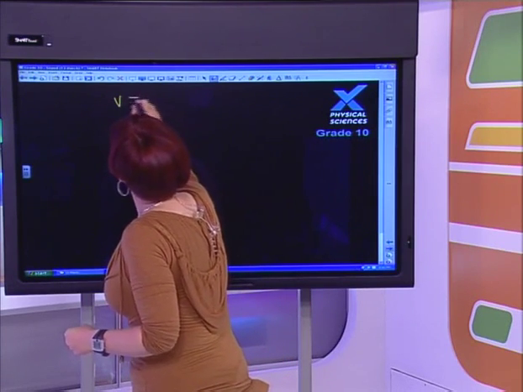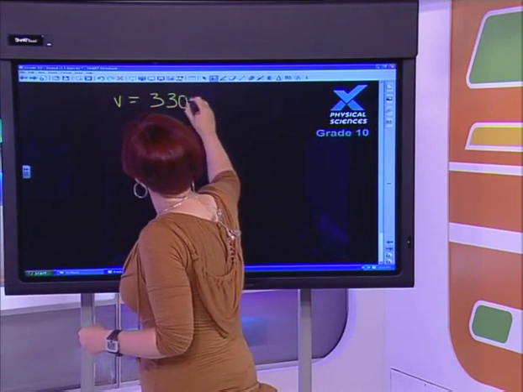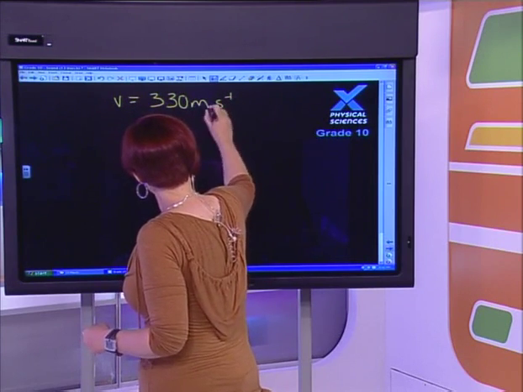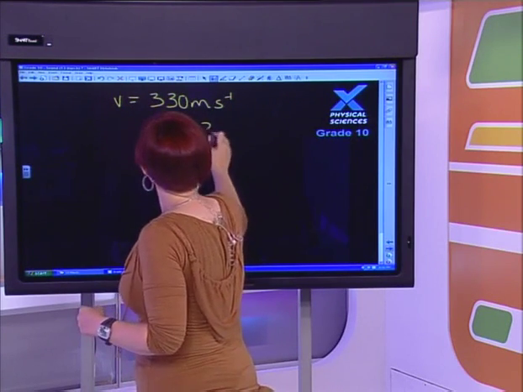Anyway, so the question was, why is the speed of sound 330 meters per second and not 3 times 10 to the power of 8?